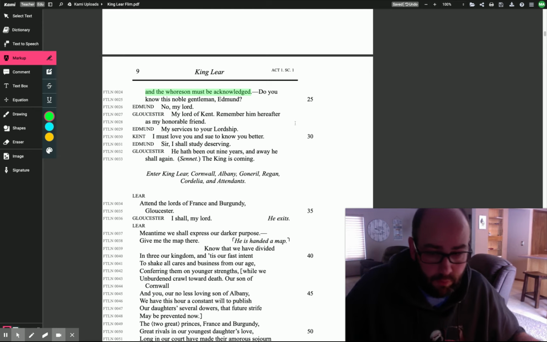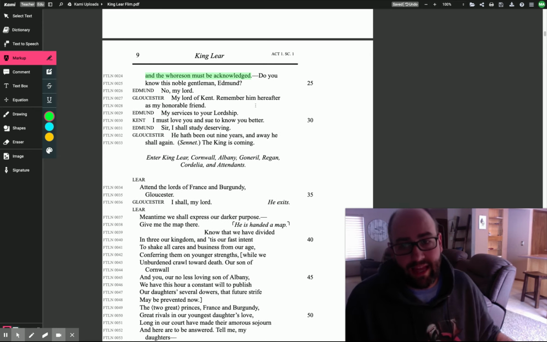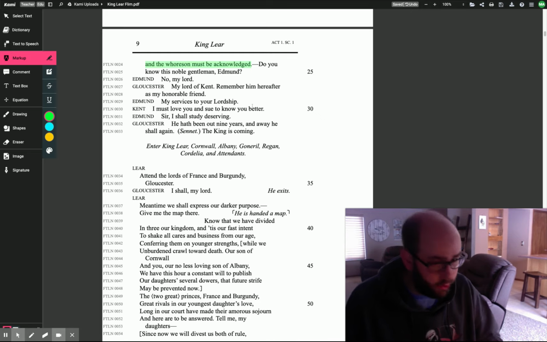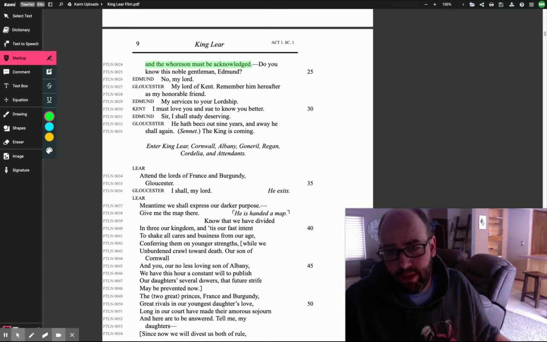Edmund steps forward and says, "No, my lord." Gloucester: "My lord of Kent, remember him hereafter as my honorable friend." Edmund: "My services to your lordship." Kent: "I must love you and sue to know you better." Edmund: "Sir, I shall study deserving." Gloucester: "He hath been out nine years, and away he shall again."